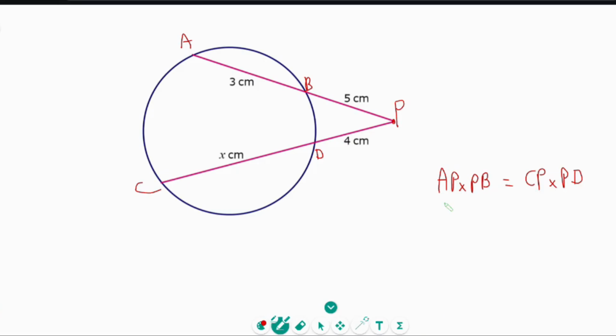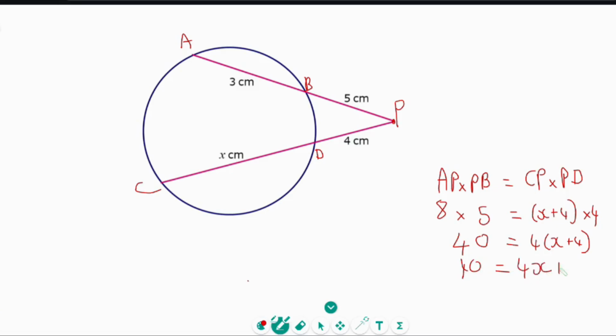AP is 8 because we've got 3 plus 5, and PB is 5. CP is X plus 4, and PD is 4. Let me just simplify here. 40 is equal to, bring my 4 outside my brackets and expand the brackets, 4x plus 16. Multiply everything by 4 there.